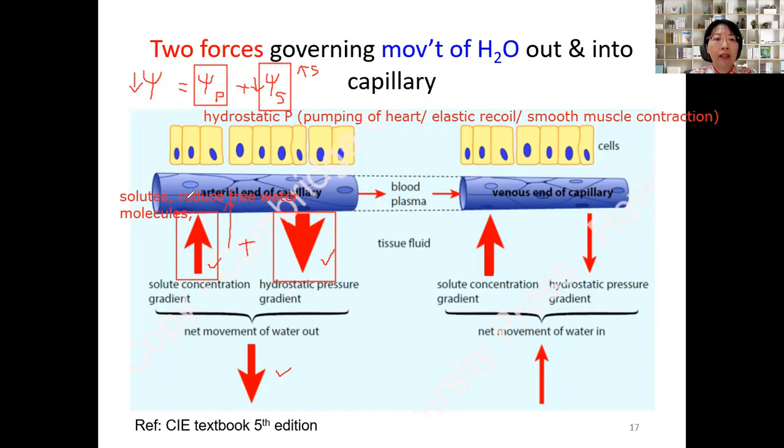Now, this is in the arterial end. In the venous end, what happens is two things. Now, the blood has flowed through the capillary, so the blood pressure will drop as the distance that it travels becomes further and further away. The longer the distance traveled, the more resistance it has encountered, so therefore the pressure will drop.